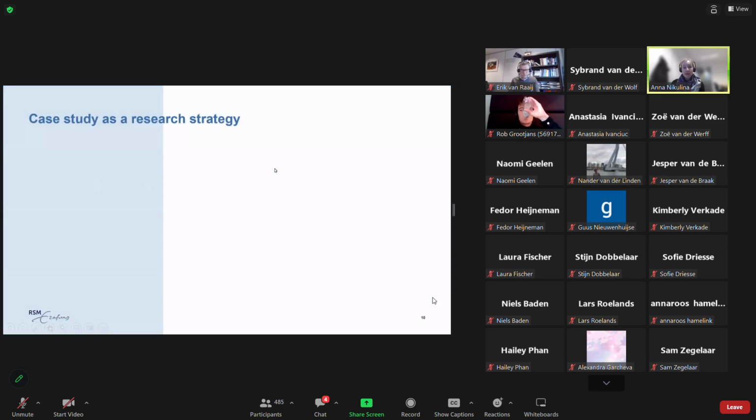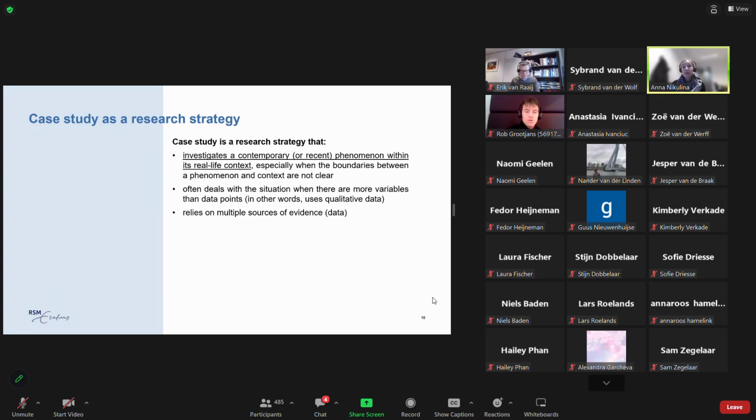So case studies. First, of course, we start with defining or explaining what this strategy is. This is a strategy that studies a contemporary or recent phenomenon, and it does not take it out of its real life context. So it needs to be really grounded in the context. Yeah. And very often these boundaries between the context and the study itself are quite blurry in reality.